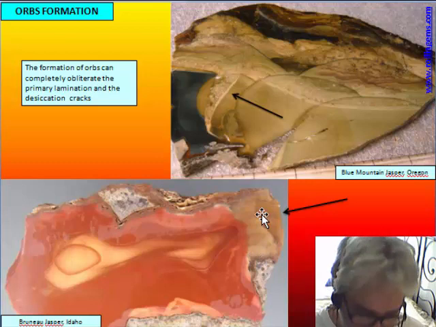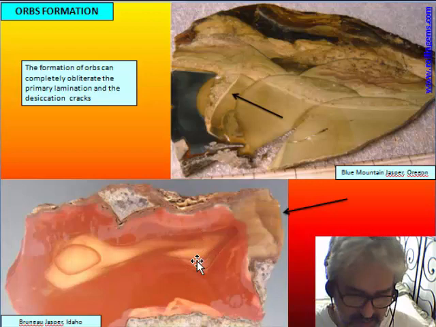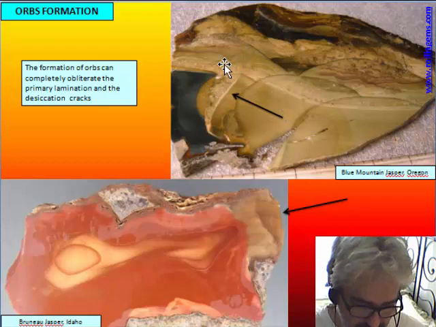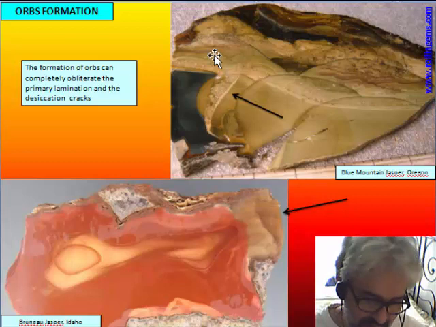In this case we can see a Bruno jasper with lamination, and this is completely erased by this color due to orbs. Also in this Blue Mountain we can see a very nice desiccation crack, but orbs are erasing this pattern and are above the cracking. So the formation of orbs is late after the cavity is just filled by jasper.